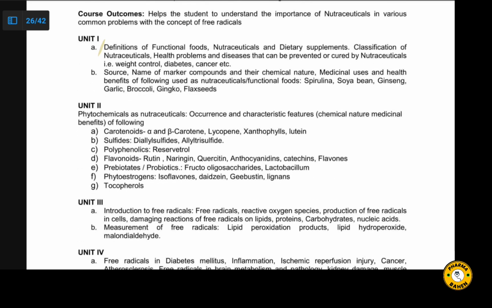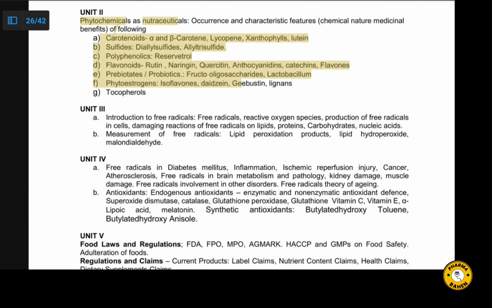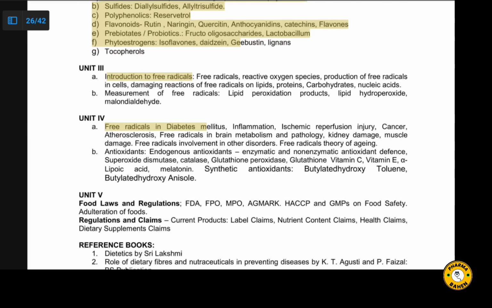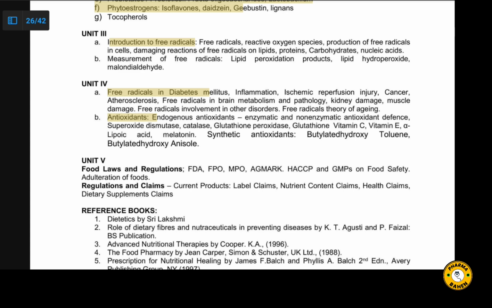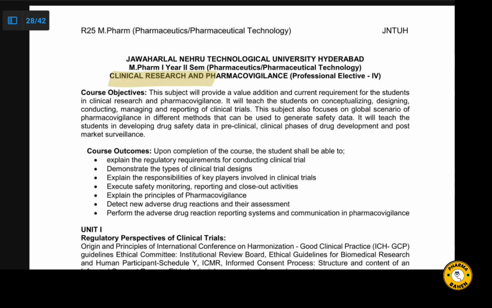In this, the definition and functions of food, nutraceuticals and dietary supplements, phytochemicals and nutraceuticals of these compounds, medicinal benefits of the following, and then introduction of free radicals in diabetes mellitus, and antioxidants, food laws and regulations and regulation claims. Then we have Clinical Research and Pharmacovigilance.